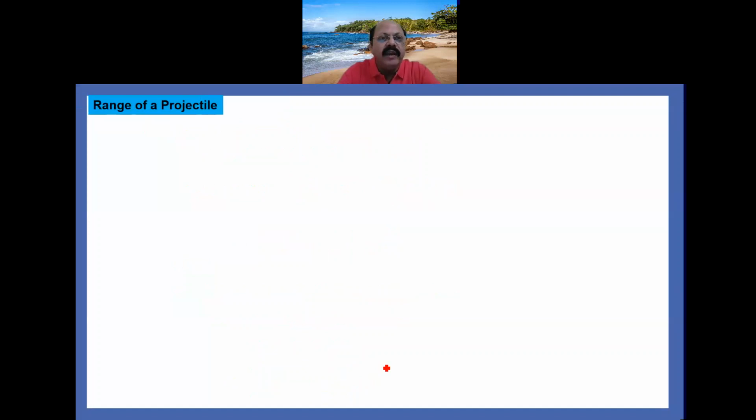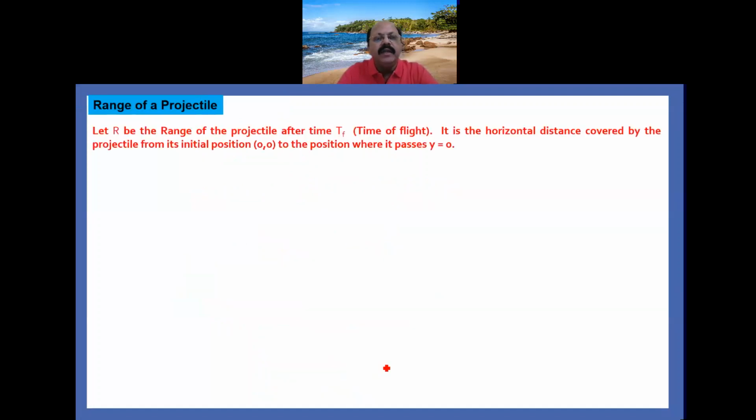Now the range of a projectile. Let R be the range of the projectile after the time of flight, that is Tf. It is the horizontal distance covered by the projectile from its initial position to the position where y equal to 0. So that is known as the range of projectile. So we apply the formula x equal to V naught x t equal to V naught cos theta naught t, and in place of x is R, the range of projectile, and in place of t is the time of flight.